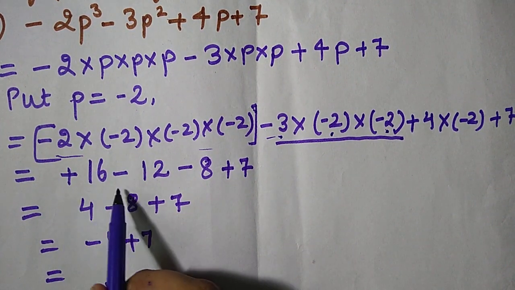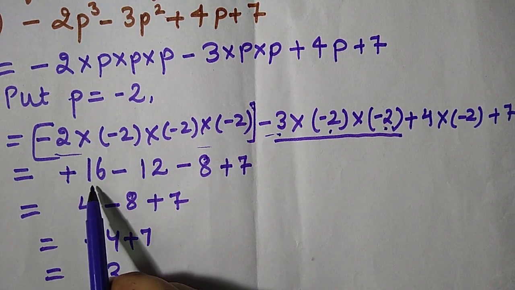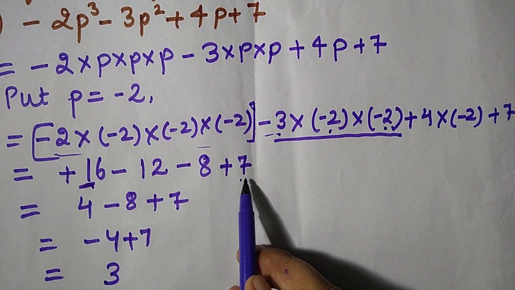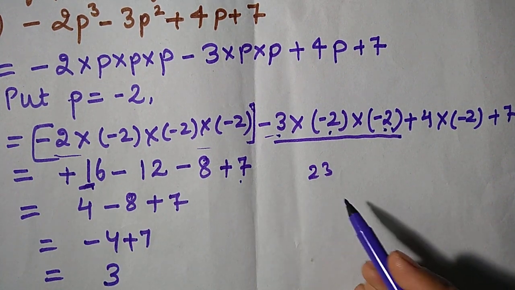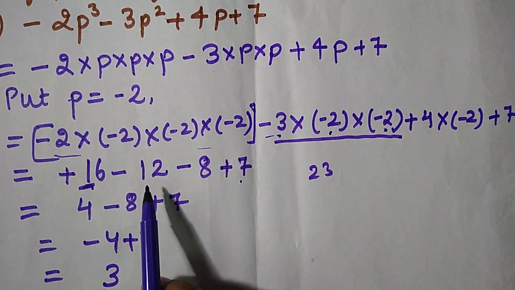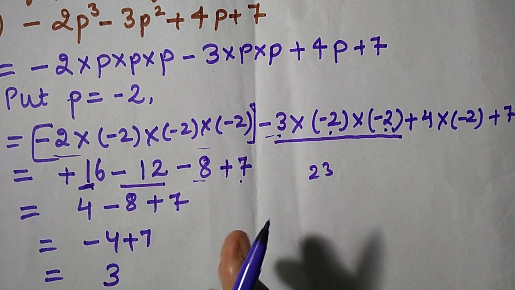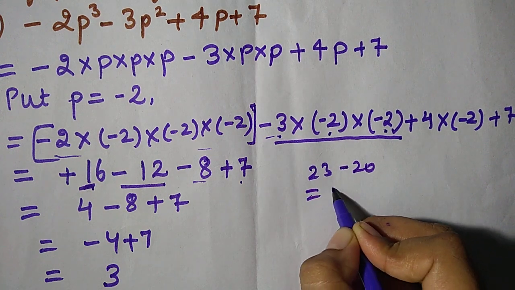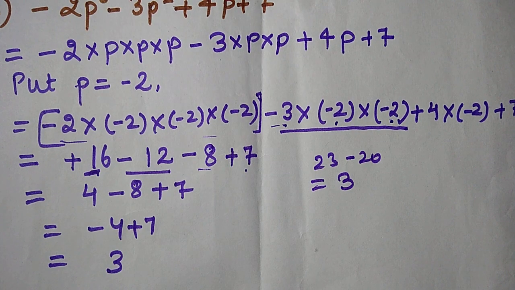You can solve this numerical expression either like this: first add the positive integers, plus 16 and plus 7. So 16 plus 7 will be 23. First I have added the positive integers, then these two negative integers are also present. So minus 12 minus 8 is minus 20. So 23 minus 20 is also equal to 3. So this is your question number 2, part 3.